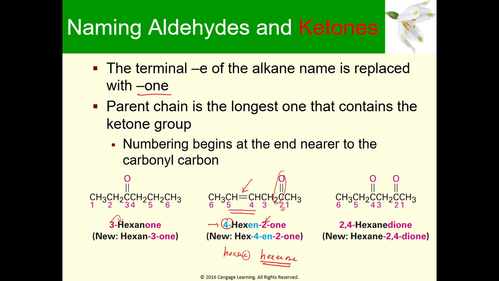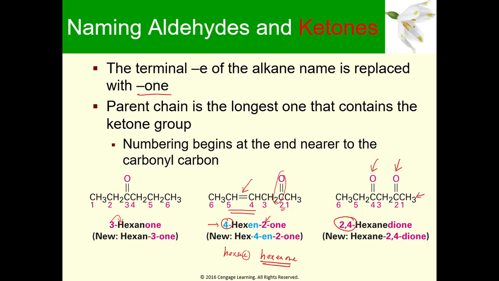Okay. Now we have here a case wherein you have two C double bond O. So we call this a dione. Dione means you have two carbonyl groups. So again, you always start with the end nearer to the C double bond O. So you start numbering from right to left. Again, you will encounter 6 carbons, so that's why it's hexane. But this time, since you have two carbonyl groups, you will use the term dione.